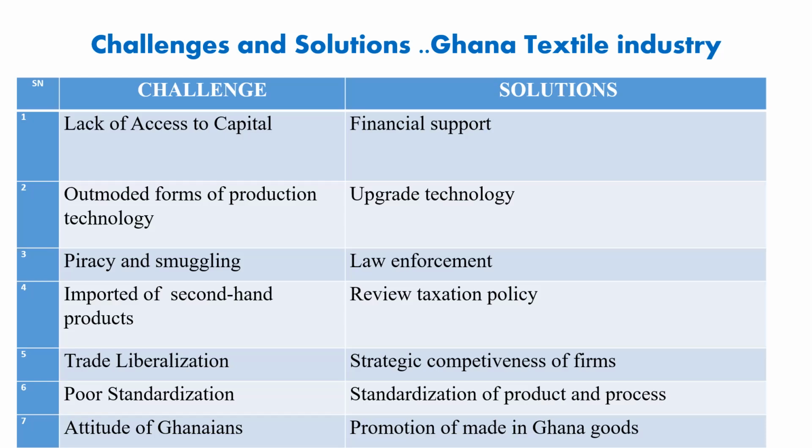Review taxation policy. Government should review the taxation policy. Those clothing coming in should be taxed high. Strategic competitiveness of the firms. We need to be competitive. Standardization of products and processes. We need to standardize our products, and promotion of made in Ghana goods. We are supposed to promote our own made in Ghana goods and feel proud when we wear them.